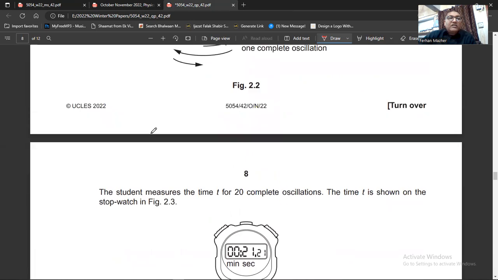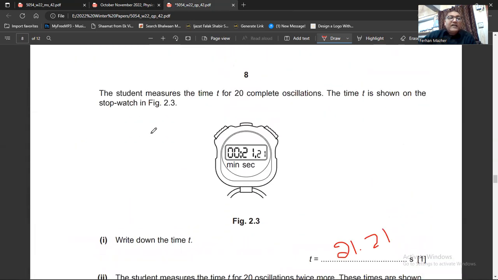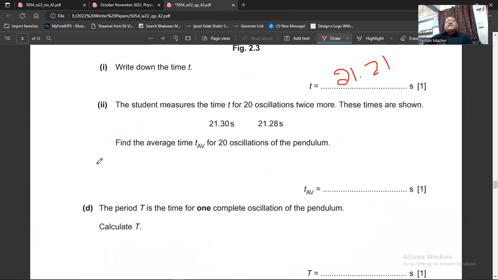Okay. Question number 2C, and in its second part, it says the student measures the time t for 20 oscillations twice more. It's a tricky sentence. These times are shown. So this time is also 21.21. So he took the reading how many times? Totally 3 times. This sentence is very tricky. He says the student measures the time t for 20 oscillations twice more. One is this, and these are the other two values.